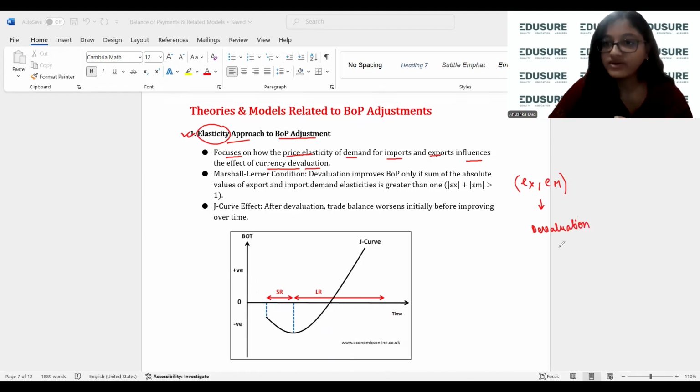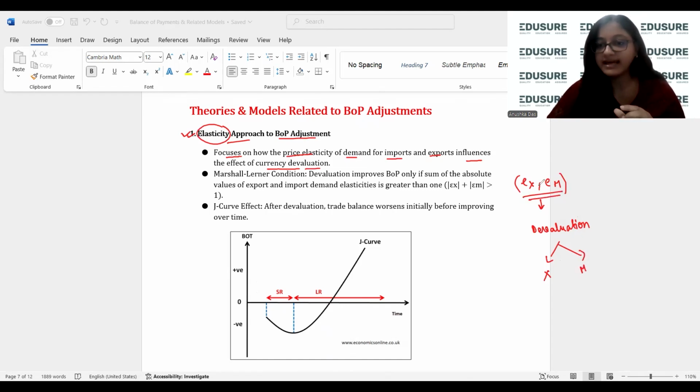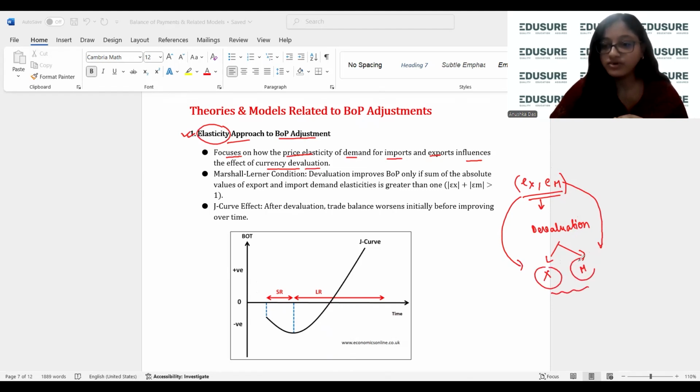And this devaluation of currency will in turn impact the export and import scenario of the country. So indirectly, the price elasticity of demand of export and import is impacting both the exports and imports. And in turn, if export and import are getting affected, then BOP is also getting affected by this, right? BOP adjustment is taking place due to this export and import.